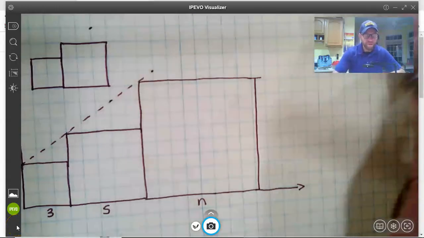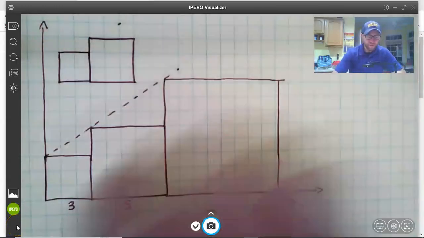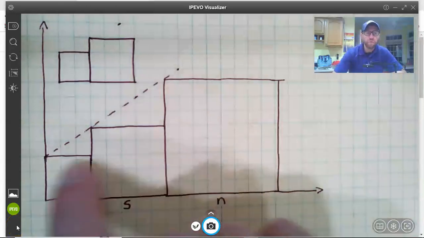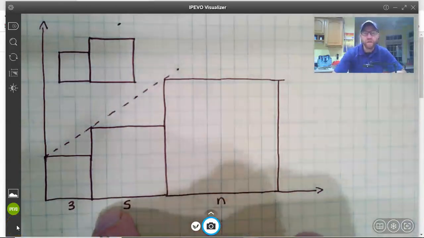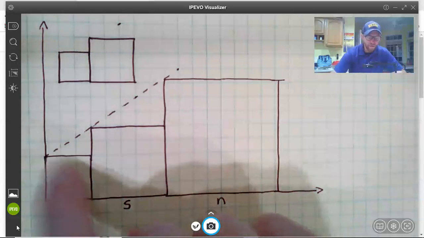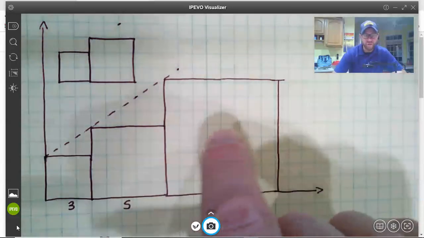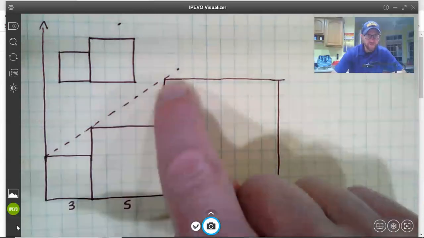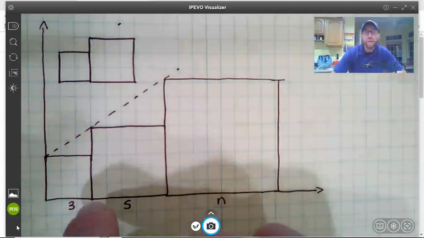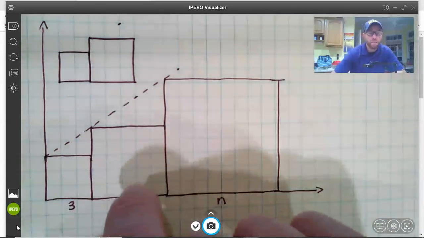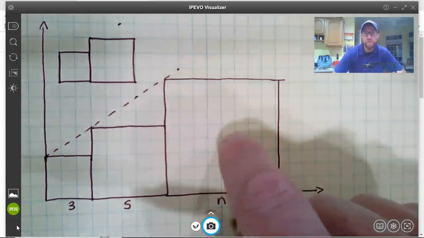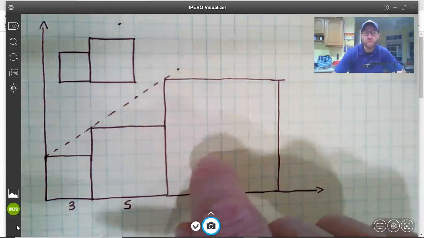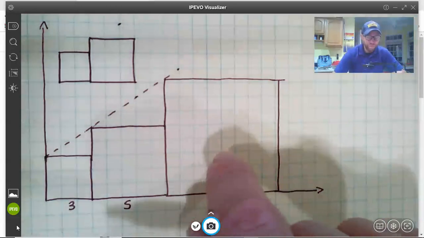All right, in this problem, we are given 3 cubes, two of which we know the size of. We have a 3 by 3 and a 5 by 5. They're all stacked together, and then this third cube, which we don't know the size of. And we're told that these 3 corners are all collinear, which means that they all lie on a straight line together. And we're asked to use that information to find the size of the third cube.